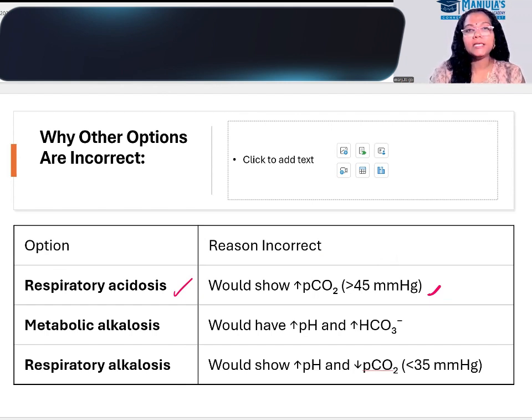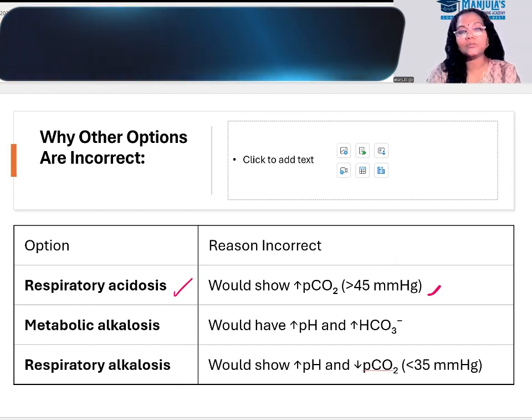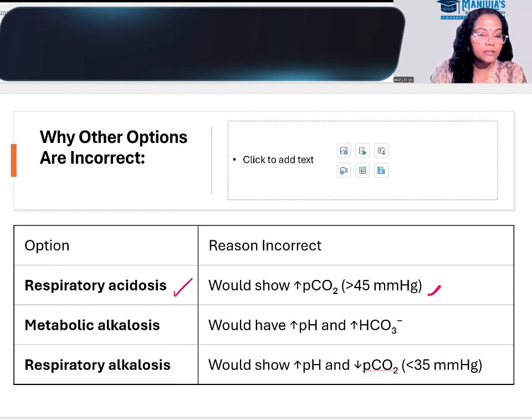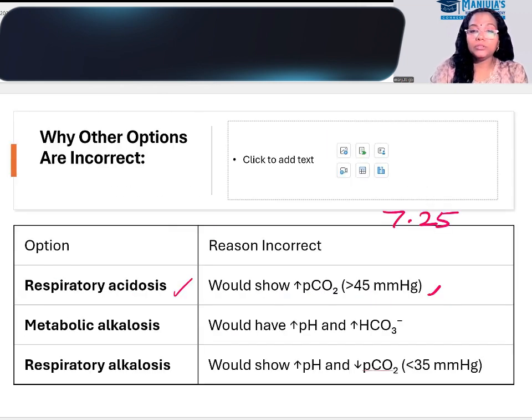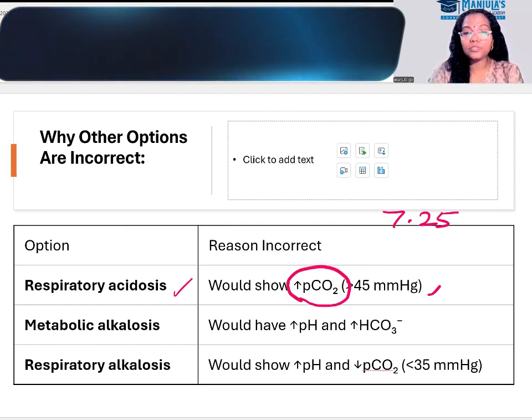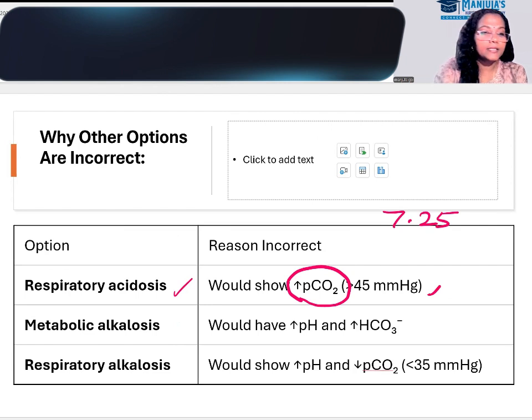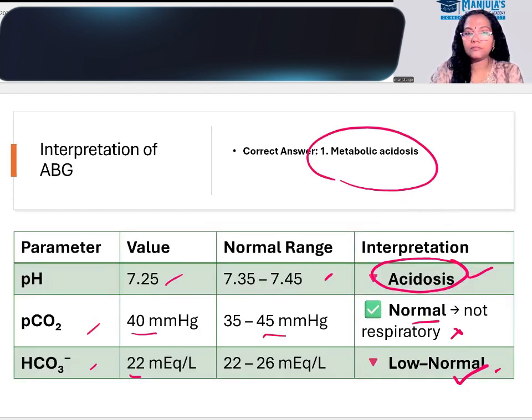You know that the abnormality is acidosis because the pH is low, right? 7.25 was the pH in the question. So if it would have been a respiratory problem, then when you look at the PCO2, it should have increased. But in this question, it is not. It is normal, right?